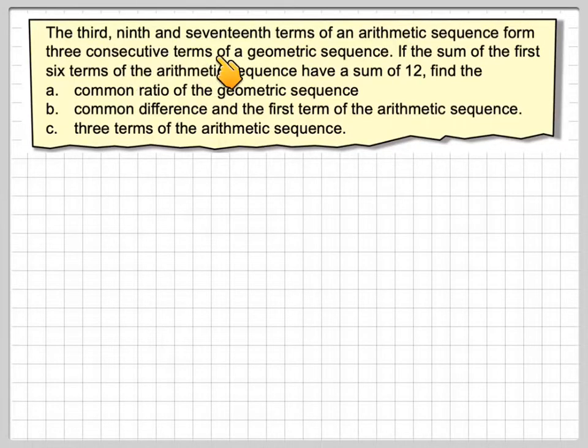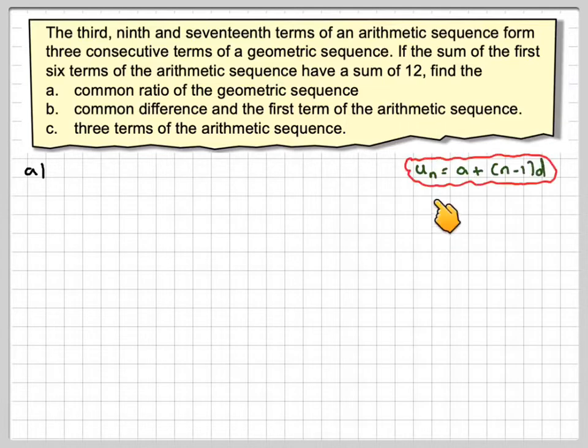The third, the ninth, and the 17th terms of an arithmetic sequence form three consecutive terms of a geometric sequence. If the first 6 terms of the arithmetic sequence have a sum of 12, find A, the common ratio of the geometric sequence, B, the common difference and the first term of the arithmetic sequence, and the 3 terms of the arithmetic sequence.